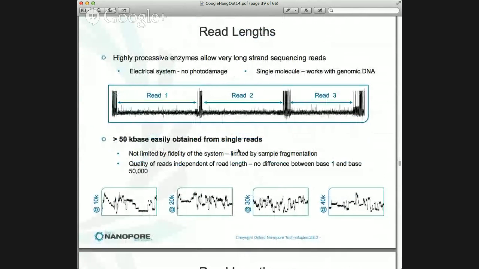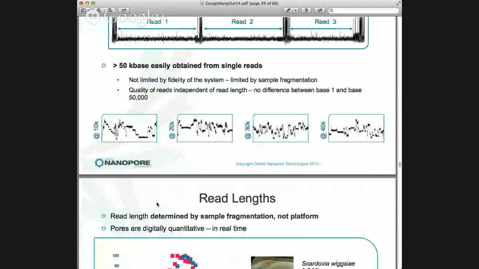Read length is easy. We have done no read length research for a long time because we just know that the pore will process pretty much what you give it. And at 40K, here's a 50 KB fragment, at 40K, the signal looks very like 10K. So there's no loss over time, as you often get with other systems. Which again, for a long read system, is just perfect.